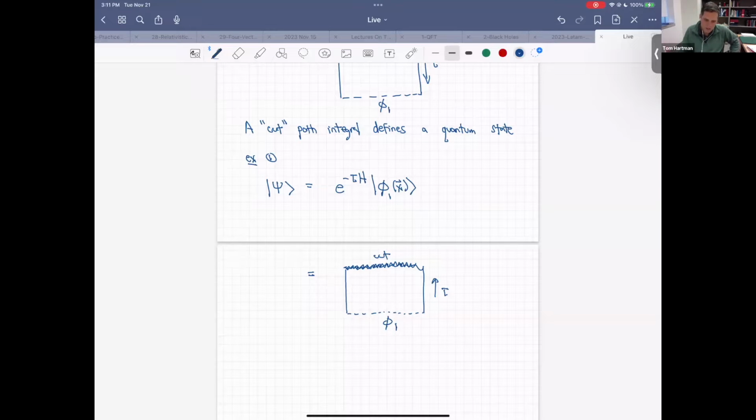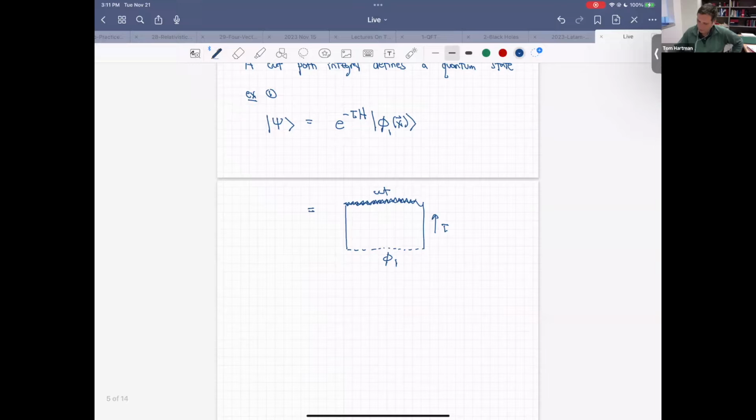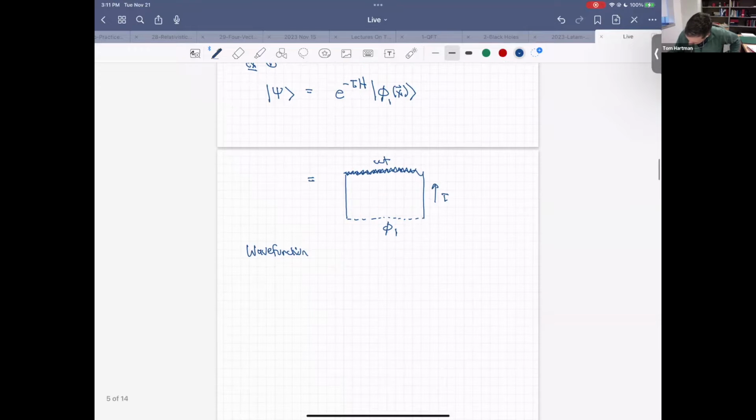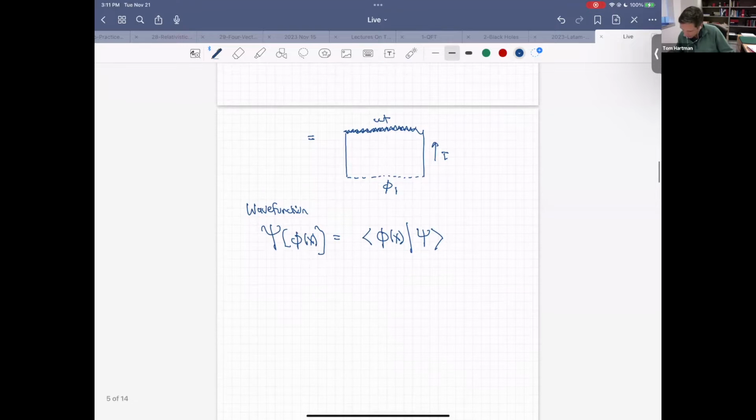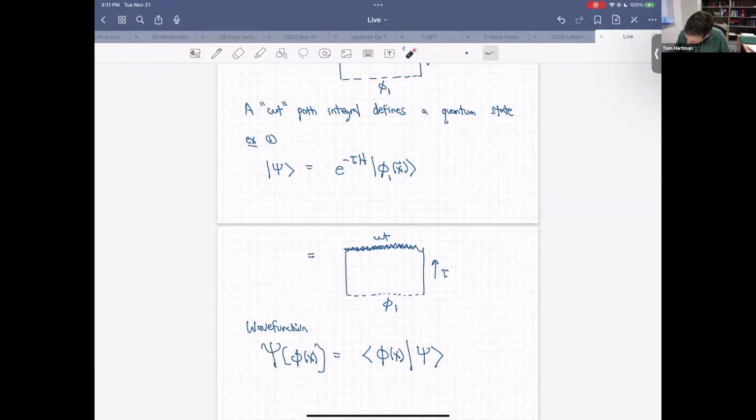So in other words, given a quantum state, we can calculate the wave function of that state. The wave function of a quantum state, psi of phi of x, we're in quantum field theory, so the wave function is a wave functional as a function of the quantum fields. The wave function is by definition the overlap of the state with the field state phi, and then that wave function is given by taking this cut path integral and inserting the field data phi2 as a boundary condition on the open cut.